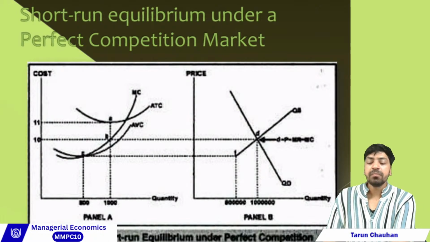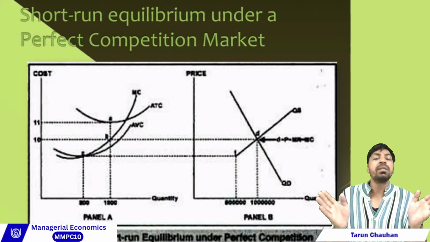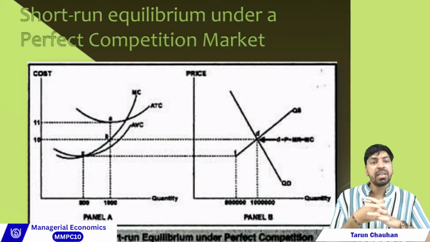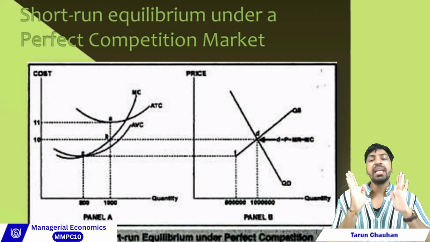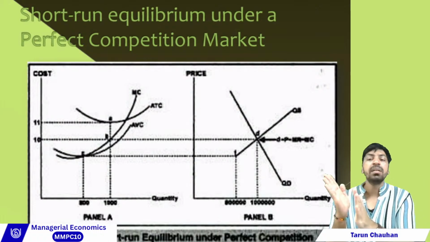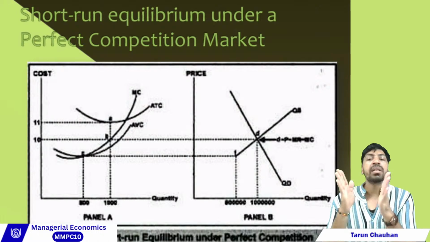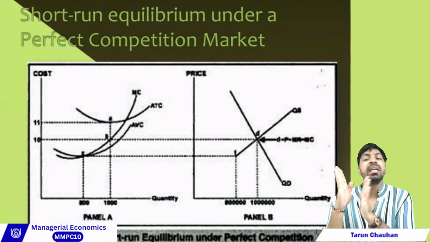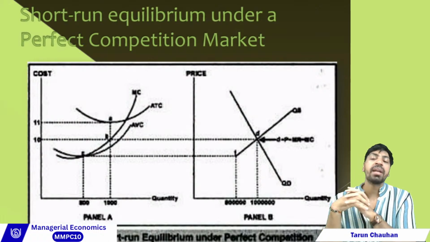Market under panel A and panel B. So this is all about the diagrammatical framework of short-run equilibrium under a perfect competition market. Once you easily understand these cost curves and the concept of the market under perfect competition, where demand and supply are equal to each other at the point where price, MR and MC are equal.